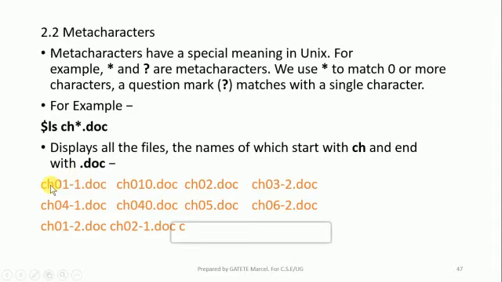So I will have CH011.doc. You see that those files start with CH. The star replaces any characters here. Here it will replace 011, here it will replace 041. It will replace any characters. The requirement is that the file has to start with CH and end with dot doc.